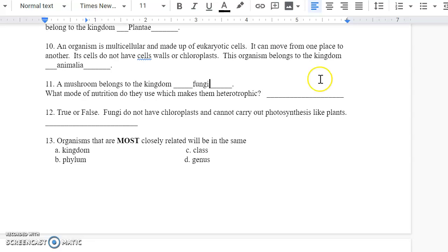So what mode of nutrition do they use? They're heterotrophic, and if you remember, hetero means different, trophic means feed. So if they're heterotrophic, they're feeding from a different source. They're not making their own food. Mushrooms do that by absorption. You'll see mushrooms sprouting on things like rotting logs. As a log gets kind of mushy, they're able to absorb nutrients from that rotting log. So they are heterotrophic through absorption.